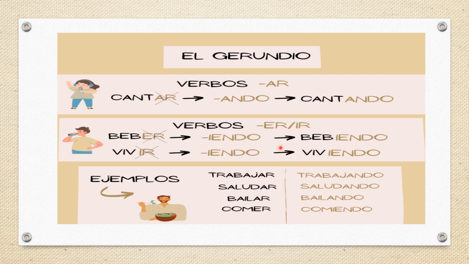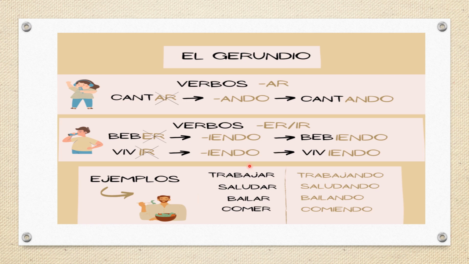Beber is the verb. We will remove ER and add yendo to the verb and it becomes bebiendo. Similarly, with IR verbs, we will remove IR from the verb and add yendo. Vivir is the verb, we have removed IR and we are going to add yendo and it becomes viviendo. We have some other examples.